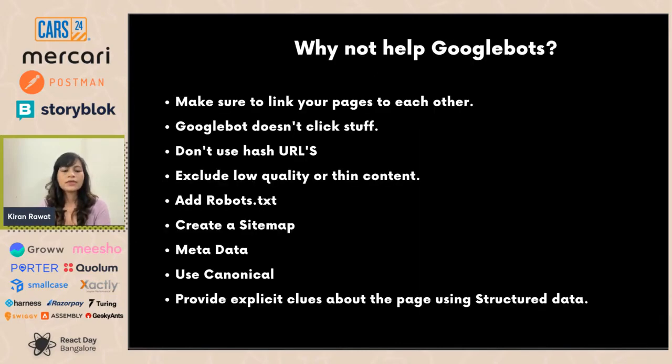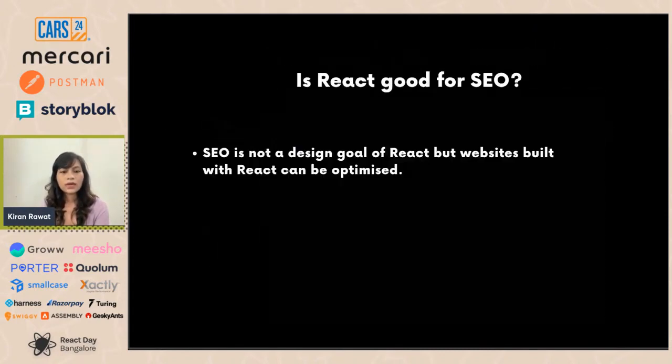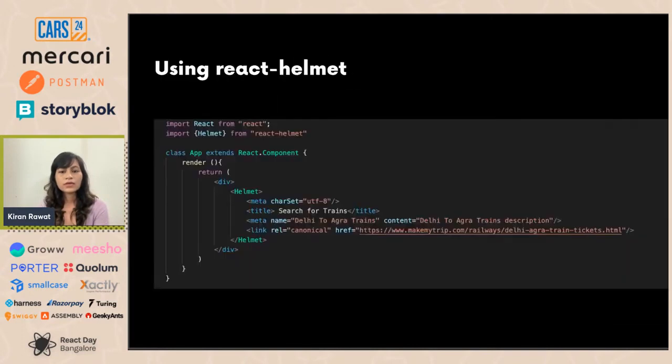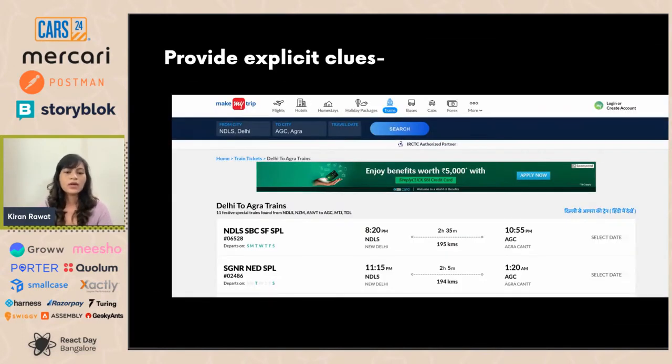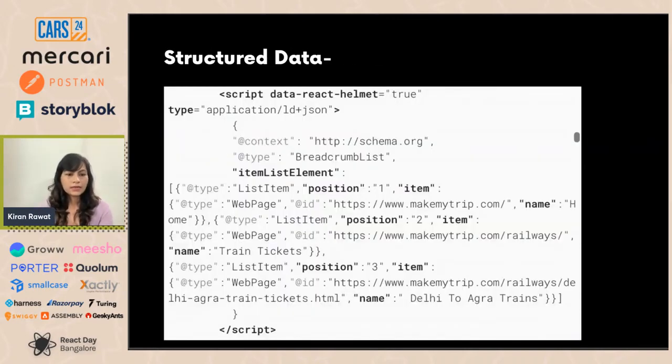The last point is, provide explicit clues about the page using structured data. Structured data is very important when it comes to SEO, because it makes the process easier for Googlebots. I have a scenario here. Let's say I have this website where I have different components, right? If we look at a single component, let's say this breadcrumbs component, which has three sub components here. What does structured data look like? It looks something like this.